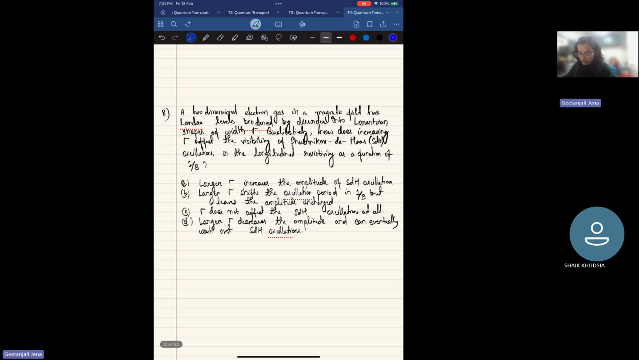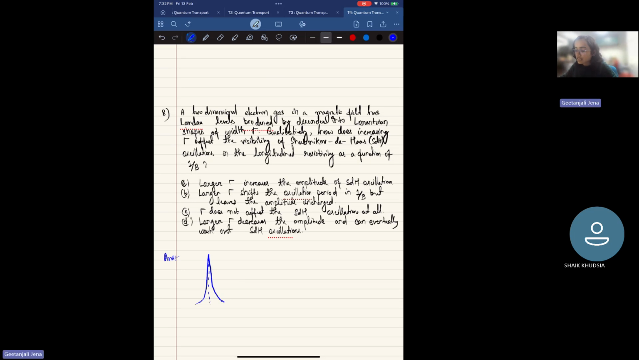Question number 8. A two-dimensional electron gas in a magnetic field has Landau levels broadened by disorder into a Lorentzian shape of width gamma. So it says there is a spreading because of the disorder. Qualitatively, how does increasing gamma affect the visibility of Shubnikov-de Haas oscillations in the longitudinal resistivity as a function of 1 by B?